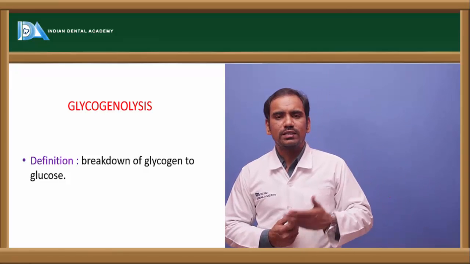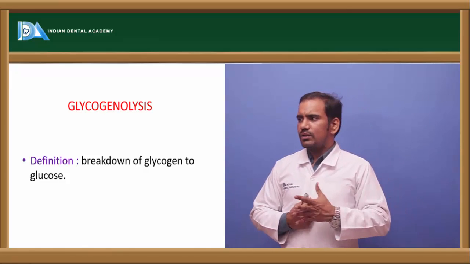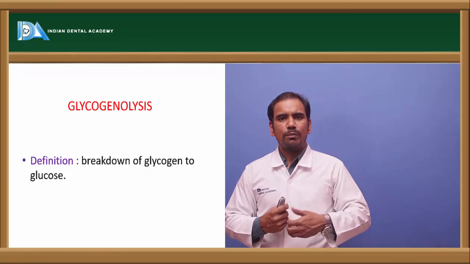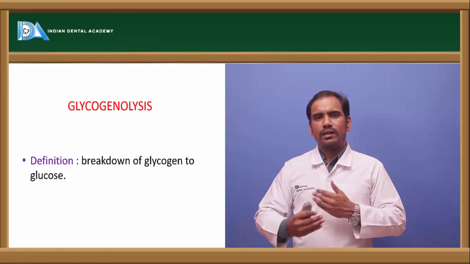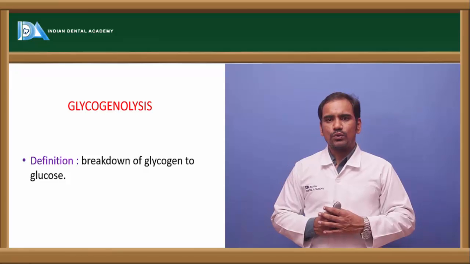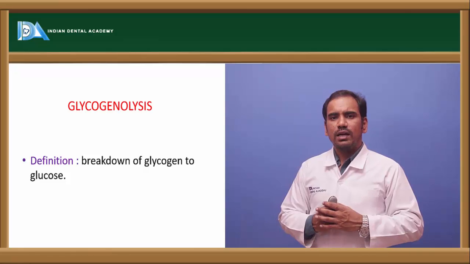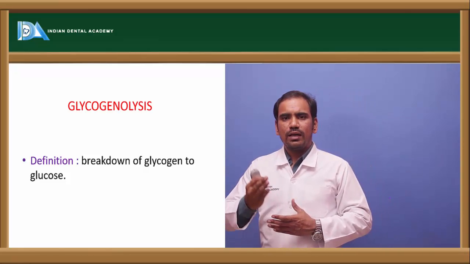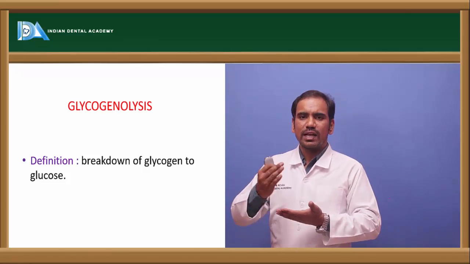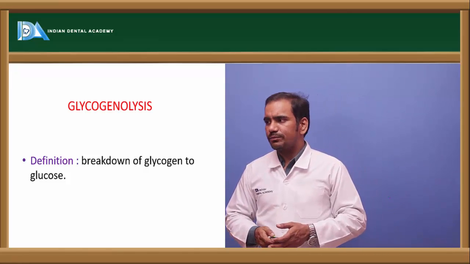Now coming to another part of glycogen metabolism, glycogenolysis. So what happens in glycogenolysis? We have said in case of glycogenesis, that is formation of glycogen from glucose, here the reverse occurs. So glycogen is converted into glucose. The breakdown of glycogen to glucose is called glycogenolysis. So you are lysing this glycogen into glucose. You are breaking this glycogen into glucose. So this process we call glycogenolysis.